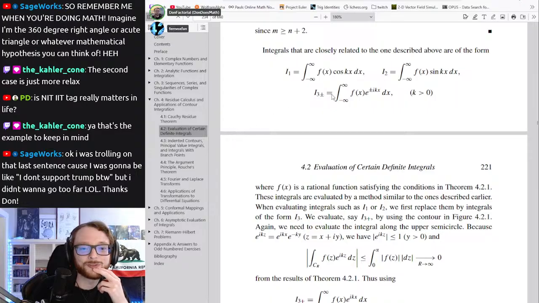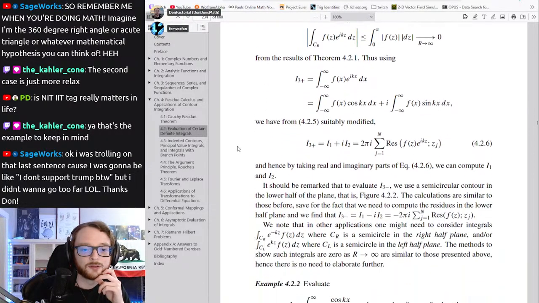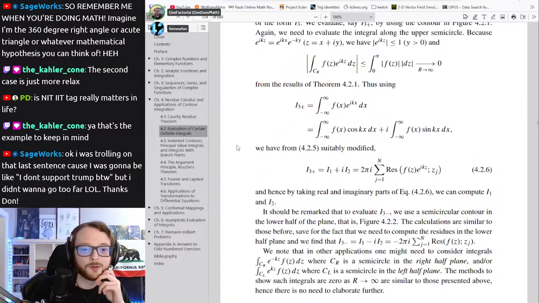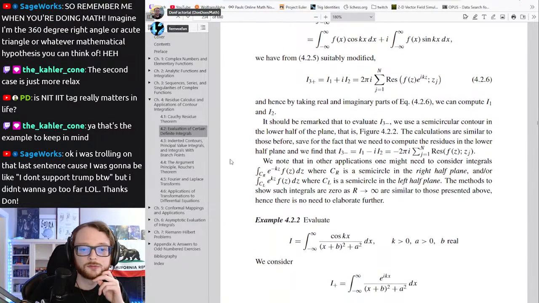So then we go from rational functions to rational functions times basically a trig function or exponential. But the trig functions are just kind of versions of the exponential.